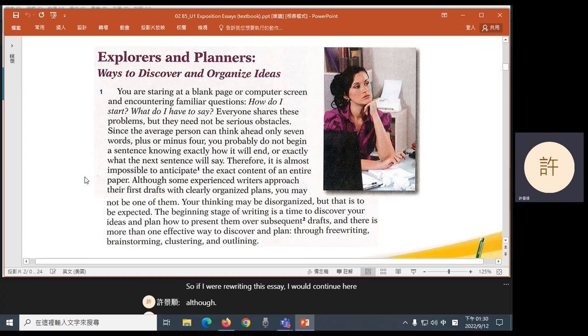Although some experienced writers, right? So you're jumping immediately from you, the reader, don't know how to begin. And then some experienced writers can begin quickly, but you may not be one of them. It's okay to be disorganized. Here are some ways that you can try. So if I were editing this essay, I would take out the middle two sentences. It's not directly related to the reader.